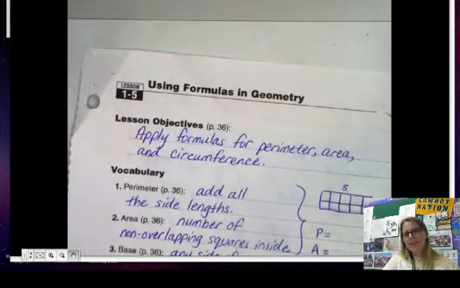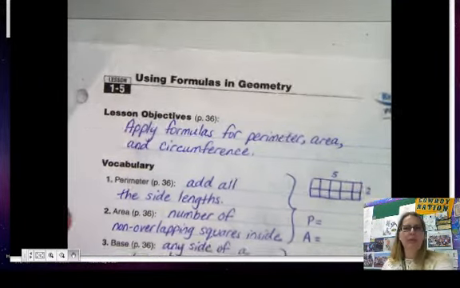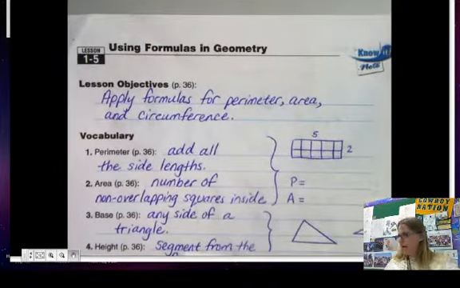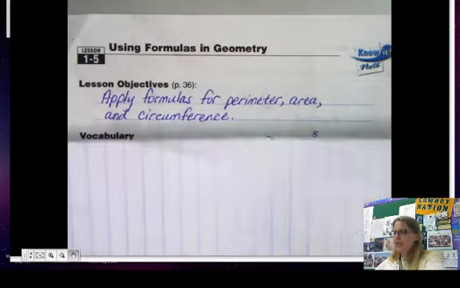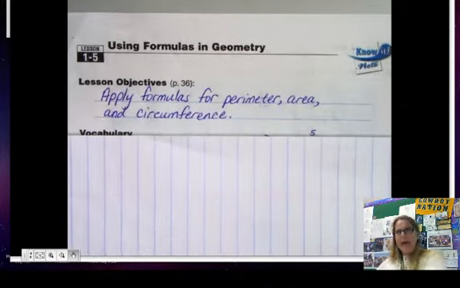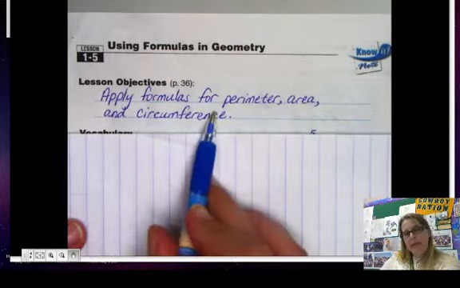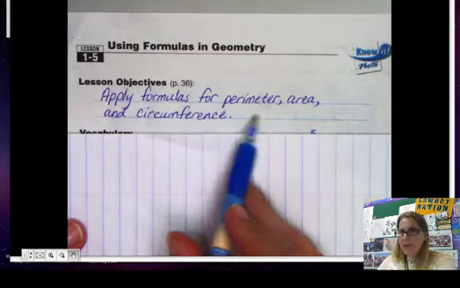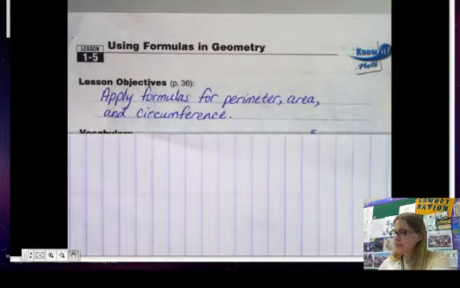Hello everyone, welcome back. We are going to go over today chapters 1-5 using formulas in geometry. And today we're going to apply formulas for perimeter, area, and circumference.